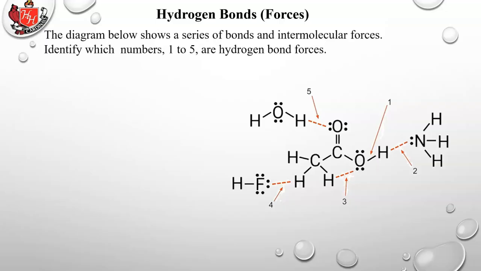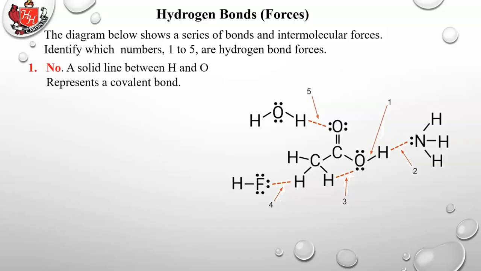All right, let's look at some examples here. The diagram below shows a series of bonds and intermolecular forces. Identify which, the numbers 1 to 5, are hydrogen bonds. So let's look at number 1. It's a hydrogen covalently bonded, that's the solid line, to an oxygen, okay? So that is not a hydrogen bond, that's a covalent bond. So the answer to that is no. A solid line between hydrogen and oxygen represents a covalent bond, okay?